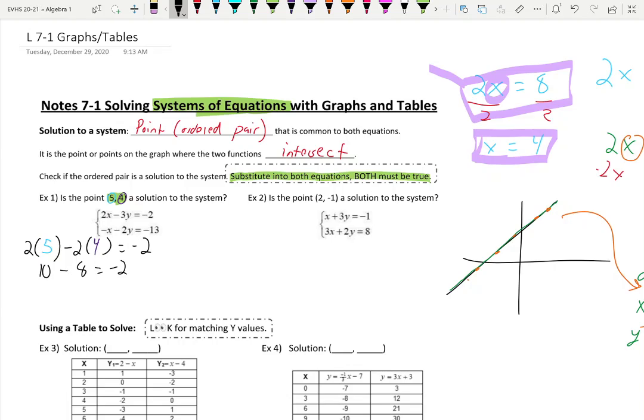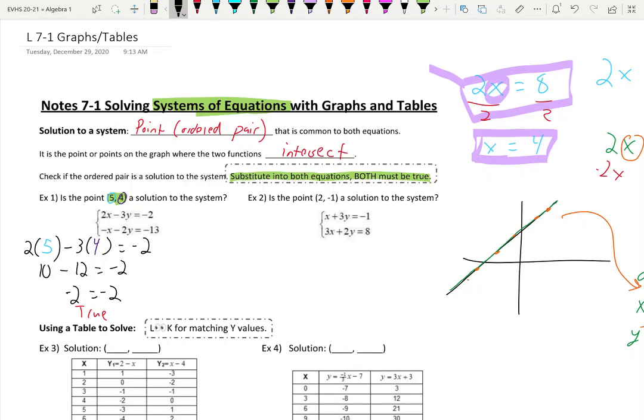Oh, you know what? I made a mistake. I wrote that down wrong. That should be a 3, not a 2. I apologize. And then we're going to replace that. 3 times 4 is 12. 10 minus 12 is -2 equals -2, and that is true.